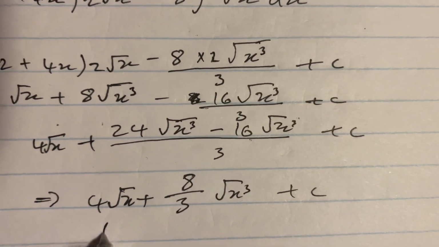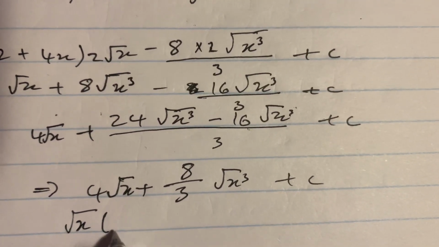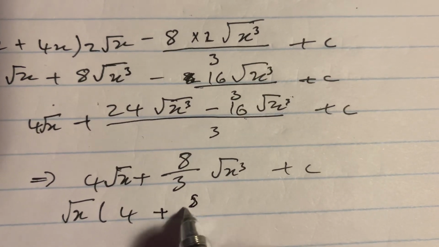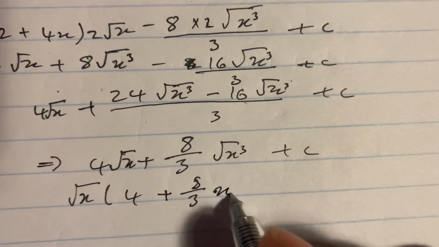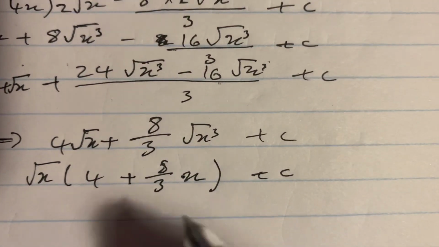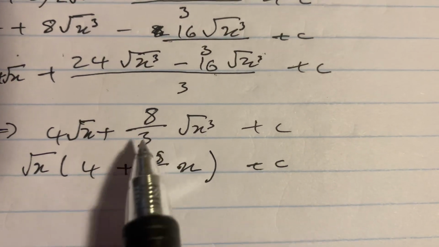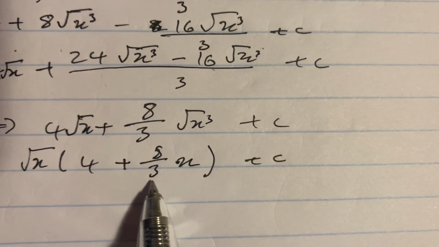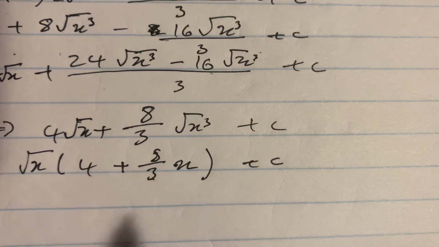So if you take the square root out, you will have, let's say, the square root of 4 plus 8 over 3, which is just x plus c. And now we can take another common factor out, 4 over 3. If you take 4 over 3 here, you will be left with 2 in this part, and in this one you'll be left with 3.